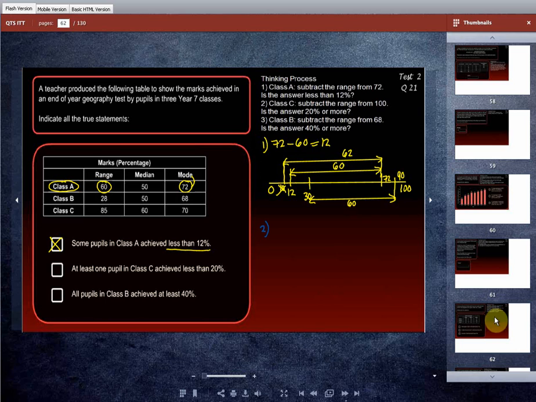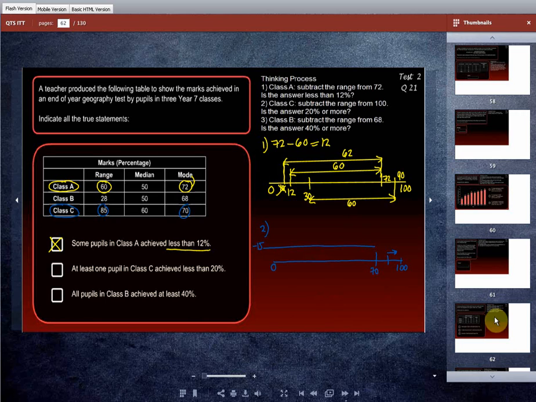Class C. At least one pupil achieved less than 20%. I'll draw a line again. The range is 85%. If we subtracted this from the mode of 70, then we would end up with minus 15%, which makes no sense. So the top mark must be above 70. In fact, it must be 85 or more. And the maximum possible mark is 100%.